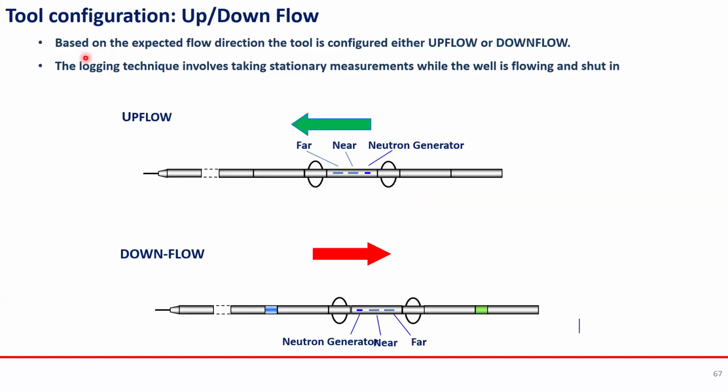The tool configuration. Based on the expected flow direction, the tool is configured either upflow, if the cross flow comes from down to up, or downflow, from up to down. So you can put the receiver at the top and the detectors at the bottom, or vice versa, according to the expected flow direction. The logging technique involves taking stationary measurements while the well is flowing and shut in.